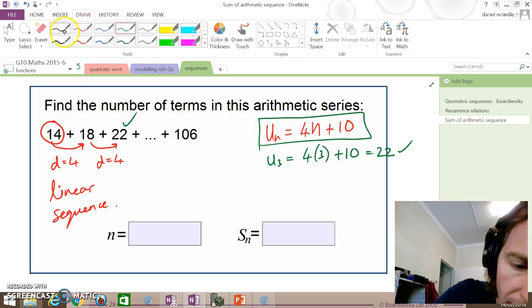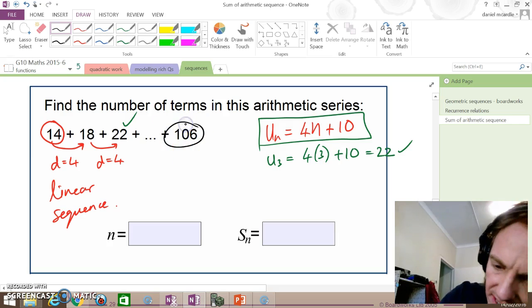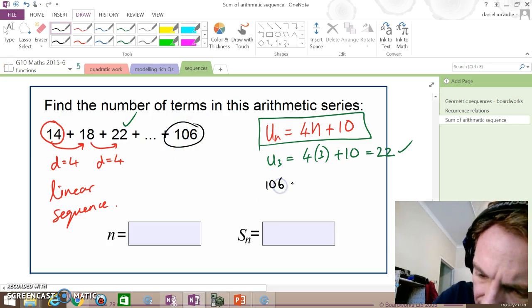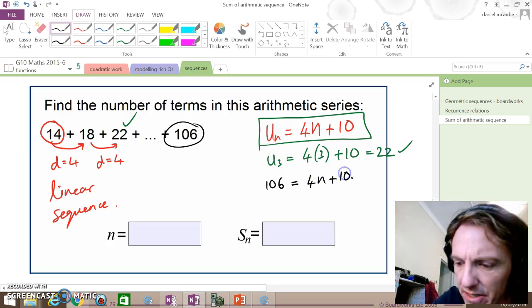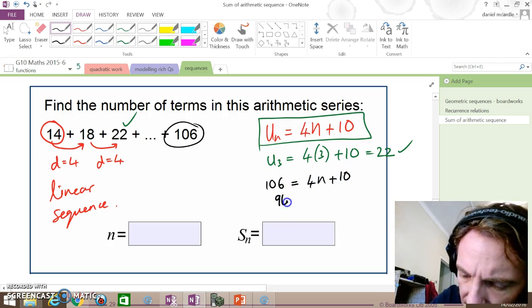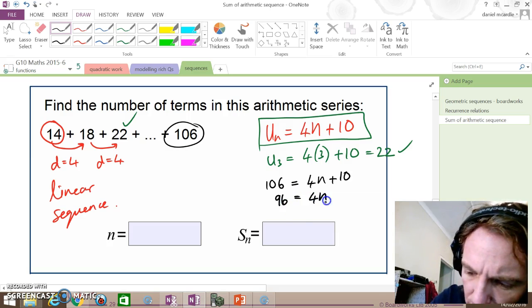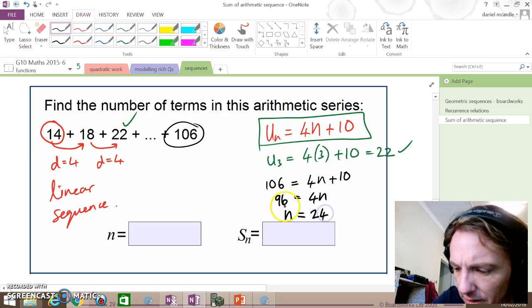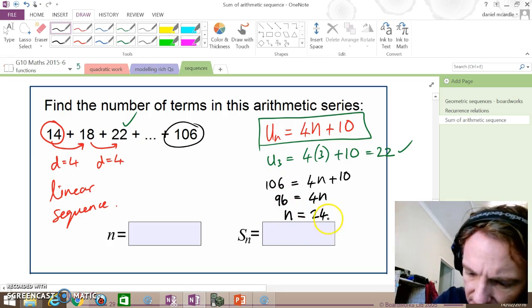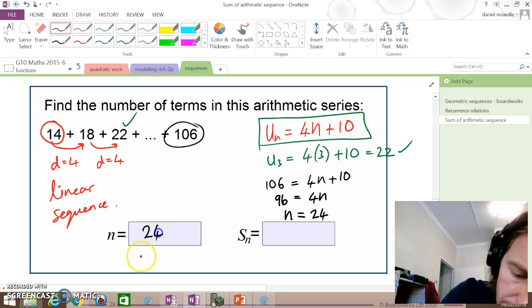Okay, so there's the nth term rule, and we're going to use that to figure out what number 106 is in the sequence. So 106 is the nth term, which is 4 times n plus 10, and if we solve that, we take away 10 from both sides, and then divide by 4. That's 24, isn't it? 4 times 25 is 100, so 4 times 24 is 96. So therefore there's 24 terms in that sequence.